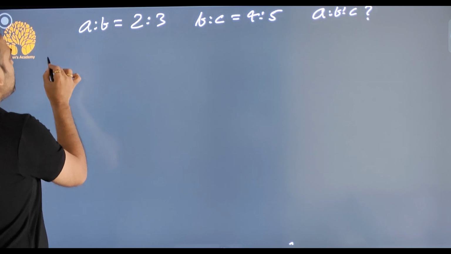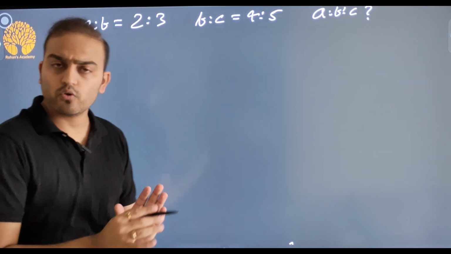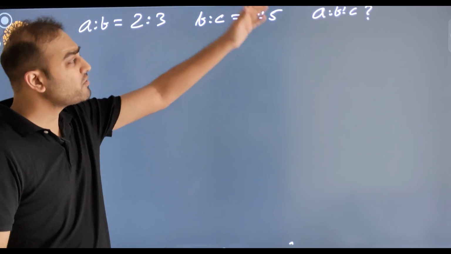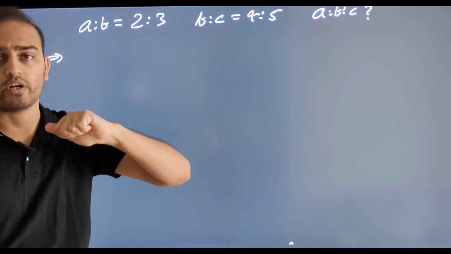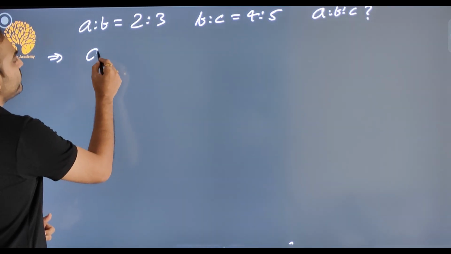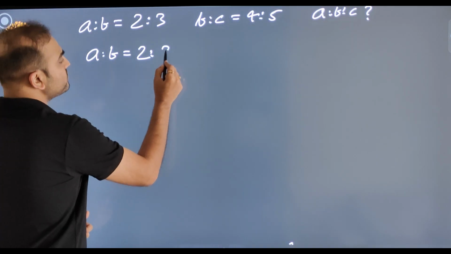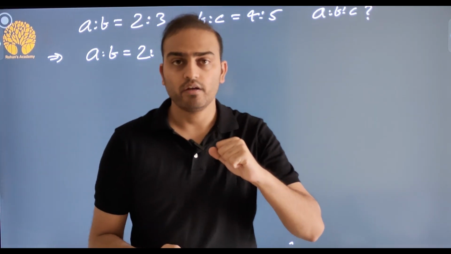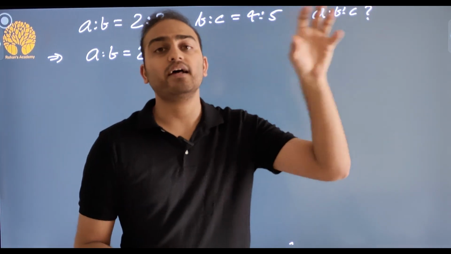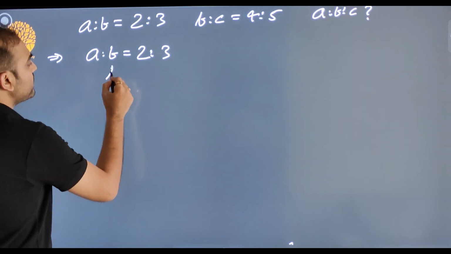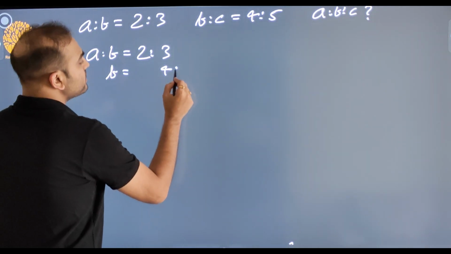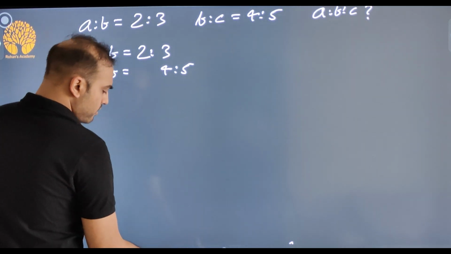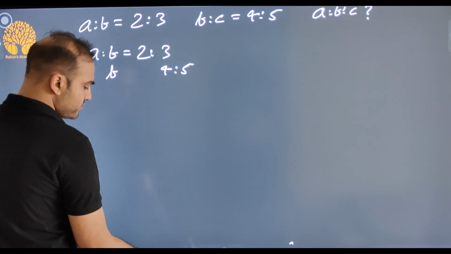So, the method is very simple and logical. No need to memorize anything. Understand what is happening, because if you do, then you can make 4 number, 5 number, however many number ratios you want. So see, we have A is to B as 2 is to 3. What does that tell you? That when A and B are compared, for every 2 A there are 3 B's. Similarly, below this, if I write B is to C is 4 is to 5.